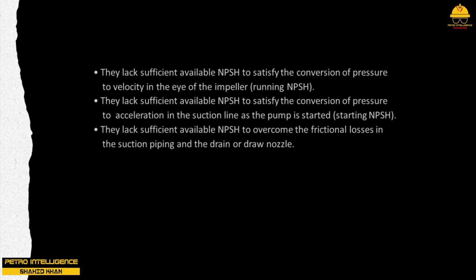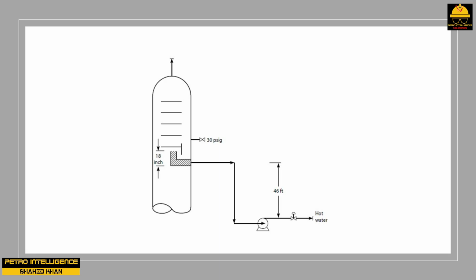Why do some pumps cavitate? Pumps cavitate for 3 reasons. They lack sufficient available NPSH to satisfy the conversion of pressure to velocity in the eye of the impeller, the running NPSH. They lack sufficient available NPSH to satisfy the conversion of pressure to acceleration in the suction line as the pump is starting, the starting NPSH. They lack sufficient available NPSH to overcome the frictional losses in the suction piping and the drain or draw nozzle. It is positively my experience that the most common reason for pump cavitation is partial plugging of draw nozzles. This problem is illustrated in the picture.